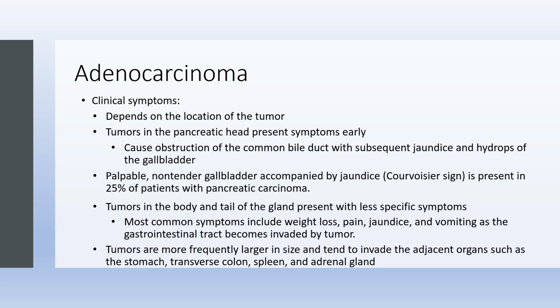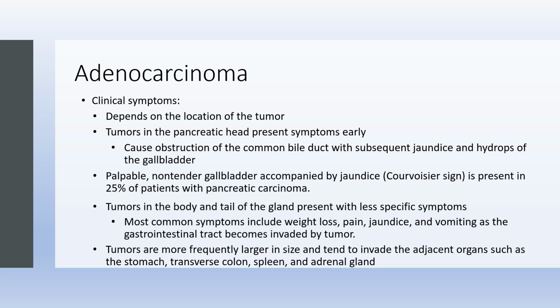Okay, clinical symptoms are going to depend on the location of the tumor. Pancreatic head tumors are going to present symptoms earlier than if it's in the tail, because it's going to cause obstruction of the common bile duct, and they're going to end up with jaundice and hydrops of the gallbladder. Hydrops of the gallbladder is an enlarged gallbladder, and the jaundice, of course, is the yellowing of the skin. So you can feel the gallbladder. It's typically not tender, and that's going to be in about 25% of the patients with pancreatic carcinoma.